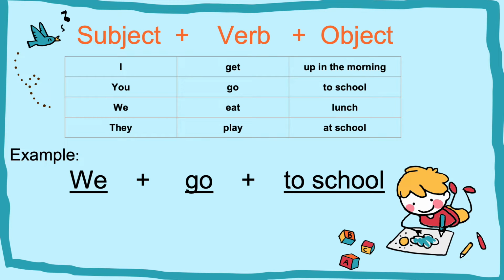Example, we go to school. We is the subject, go is our verb, to school is our object. We go to school.